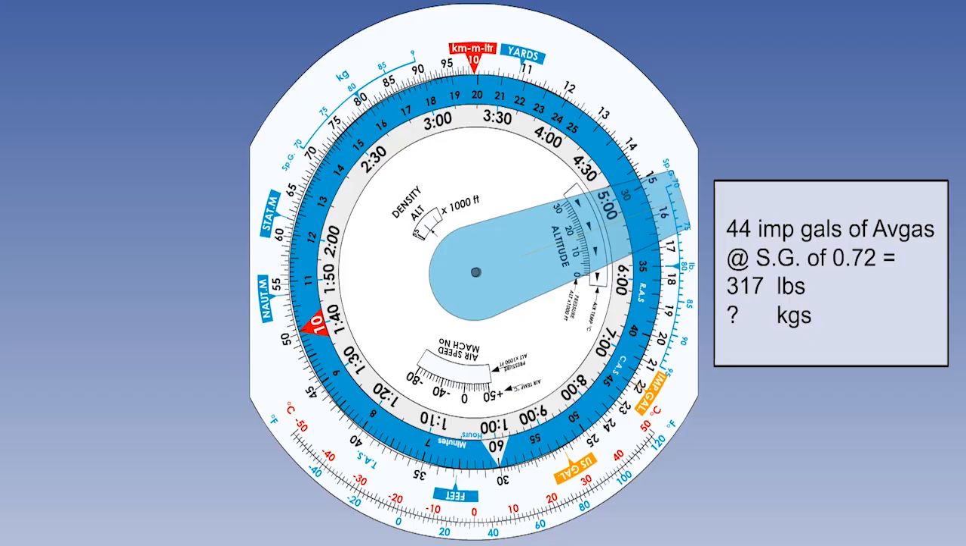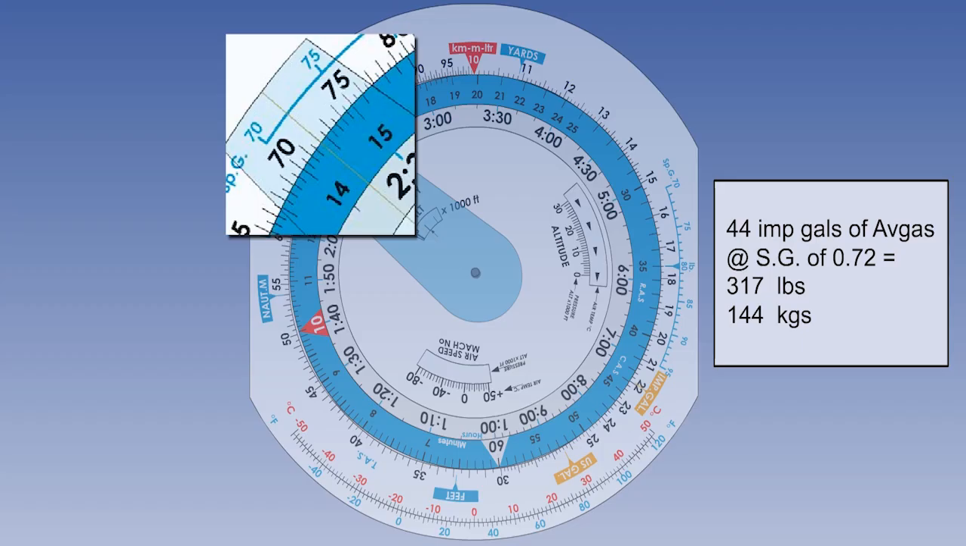Ensuring that the scales remain in their relative positions, move the cursor to align it with the 0.72 on the kilograms SPG scale. This is fairly straightforward if you use the graduations on the outer scale, which are exactly the same value. Read off the figure under the cursor, which is 14.4. Taking into account what our rough estimate told us, the weight of the fuel in kilograms is 144.